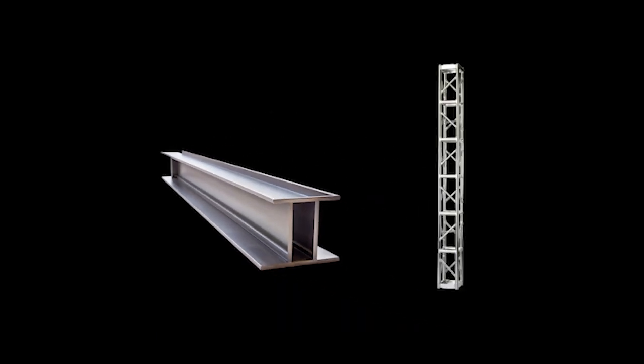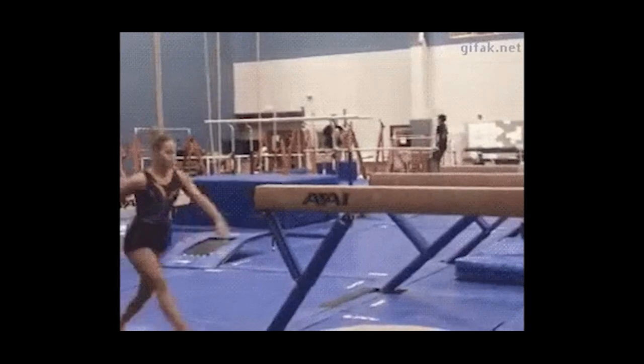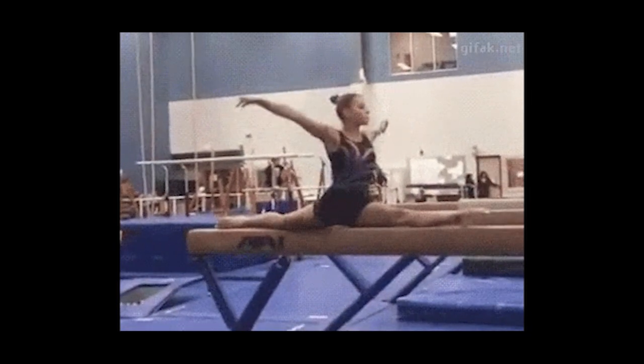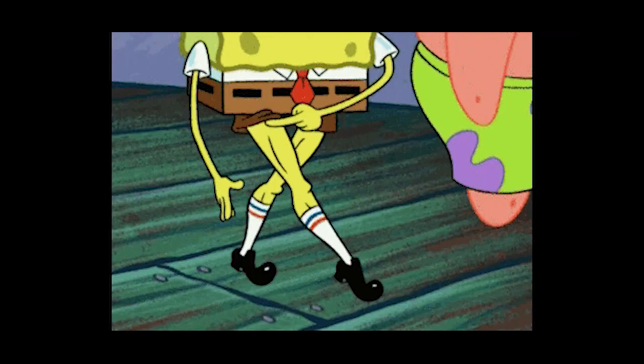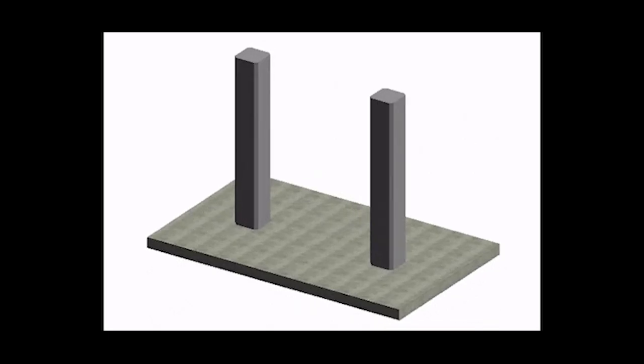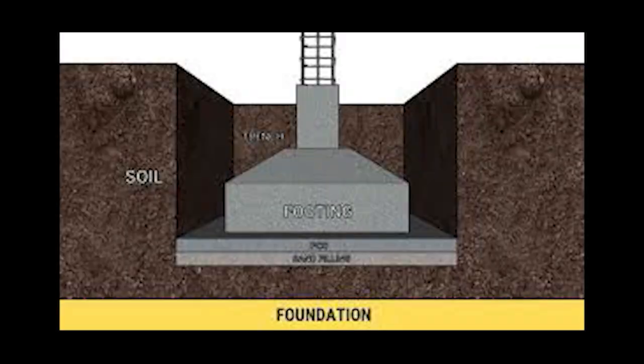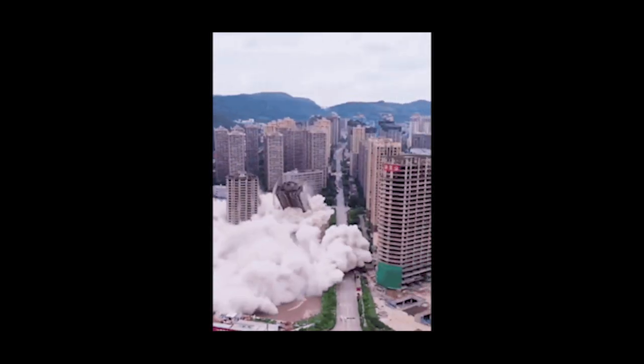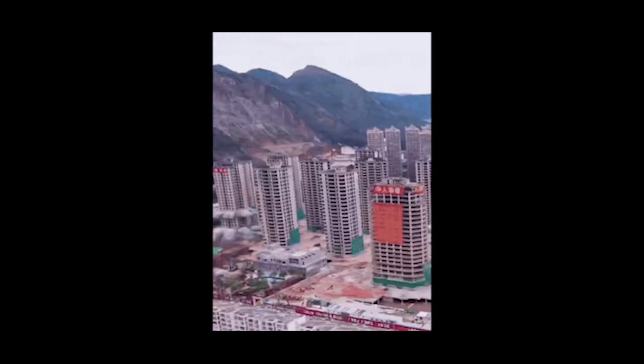From the beam or truss, the load is transferred to the columns. Columns are vertical structural members. Their main job is to carry loads downwards. If beams are like arms holding the floor or roof, columns are like legs carrying the weight. Then, the columns transfer the load to the foundation. The foundation spreads the load over the ground so that the building will not sink, tilt, or collapse. Finally, the load reaches the soil.